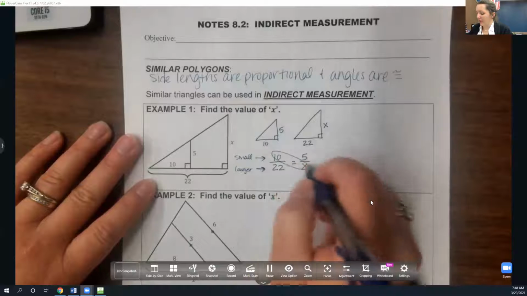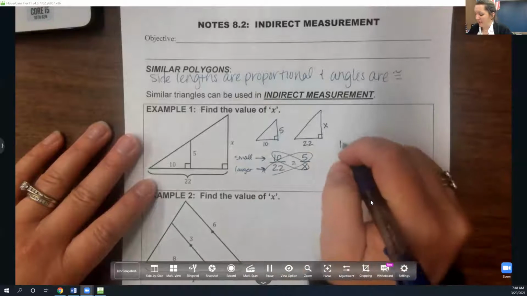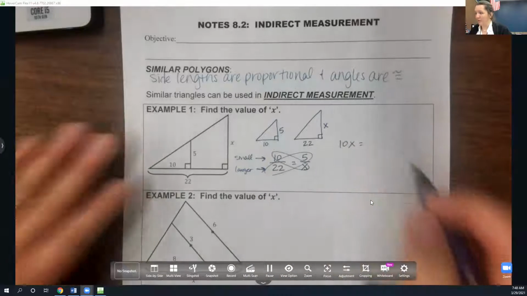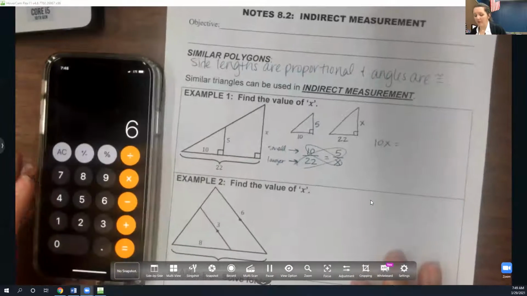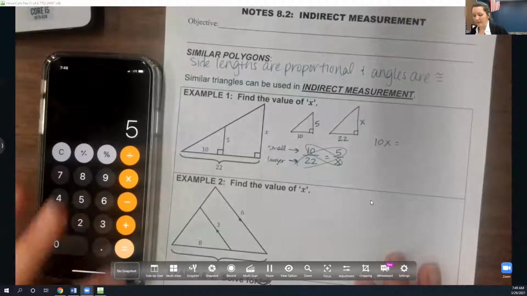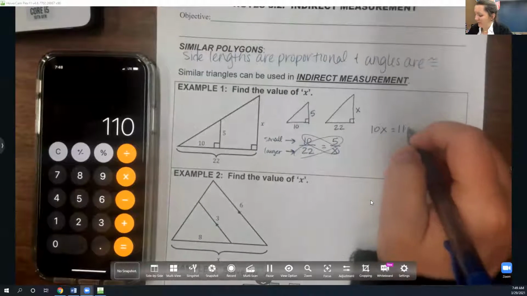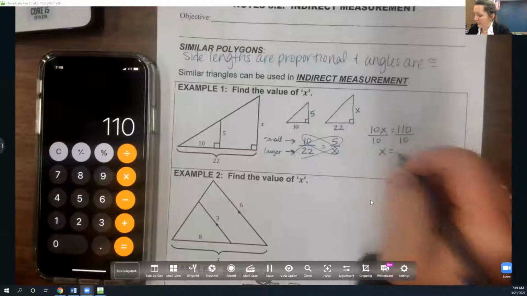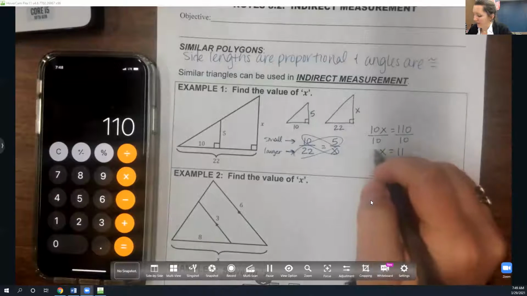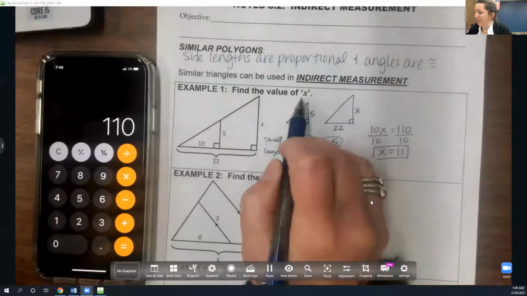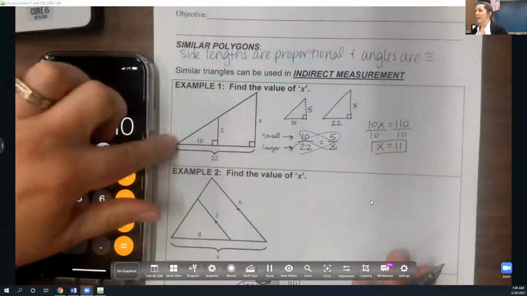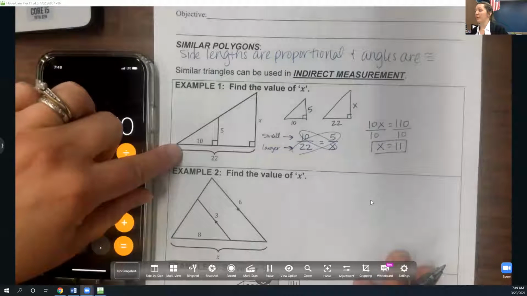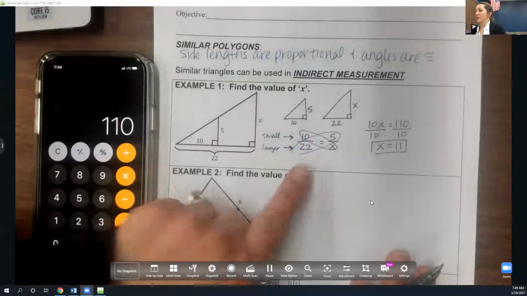So let's go ahead and cross multiply. So I have 10 times x equals 22 times 5. I already have my calculator here, and it's 110, and then divide, and x equals 11. And that's all we're doing, because all we're doing is solving for x. So best way to do it is to pull those triangles apart and solve that way.